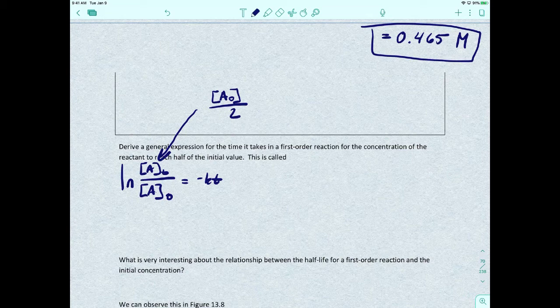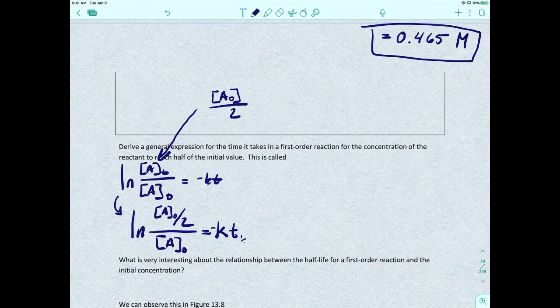So if I was to replace A sub t with that expression, we'd have the natural log of the initial concentration of A divided by 2 over the initial concentration of A. And this is going to be equal to negative k times t. But for the t, since this is going to be the amount of time it's going to take to get half the concentration, I'm going to write t1/2. So that's pretty cool. Now, if we solve for t, we got to figure out what's going on.